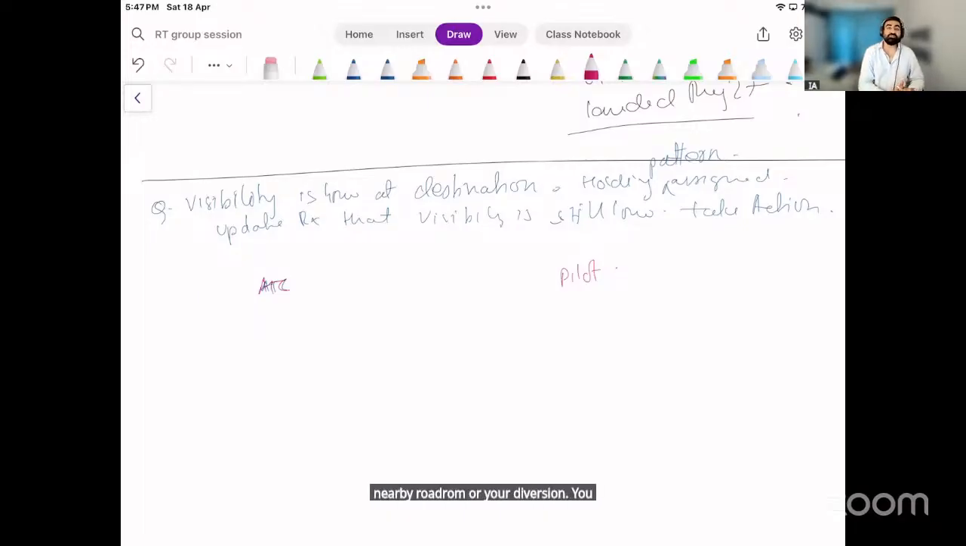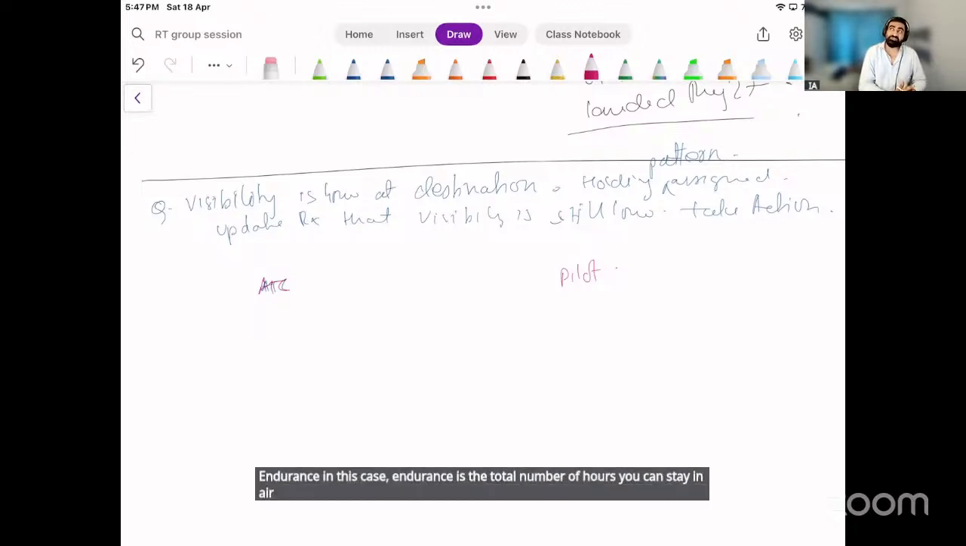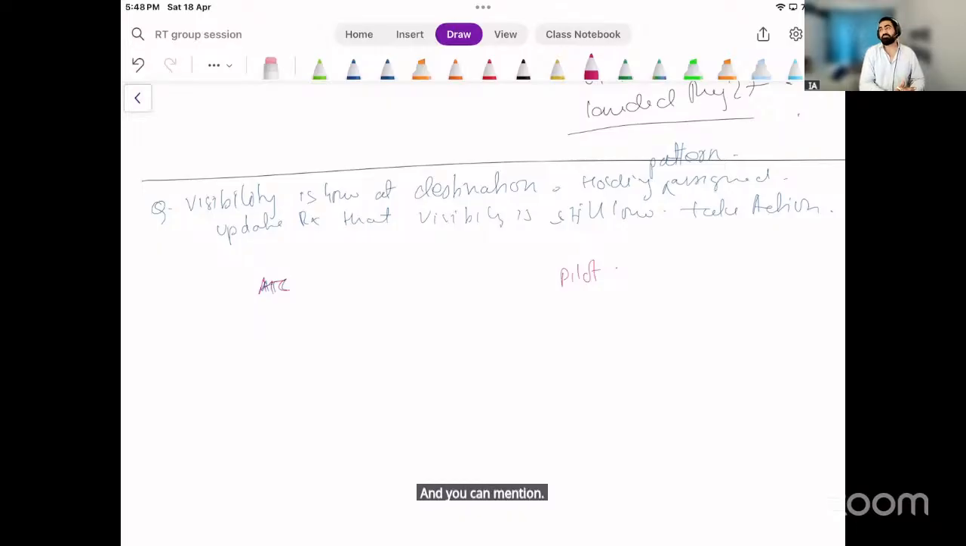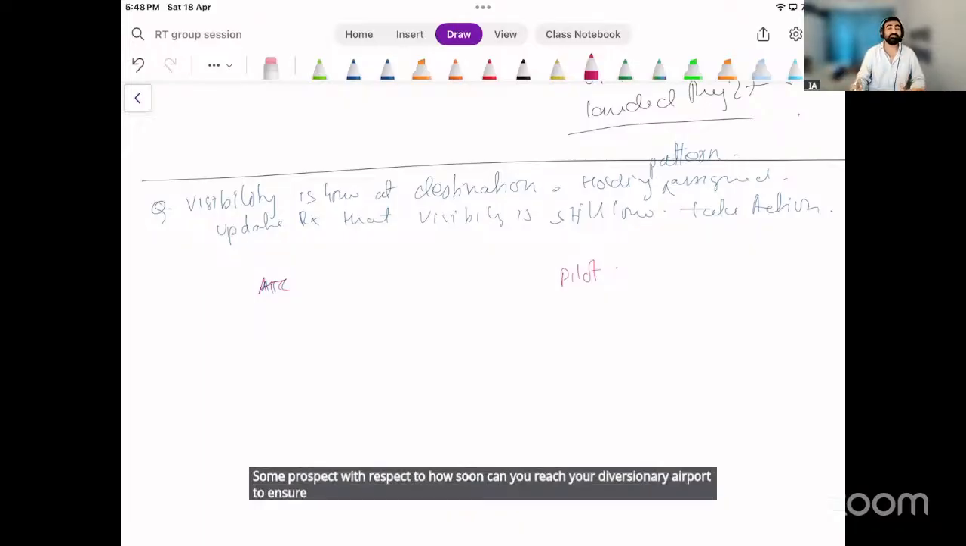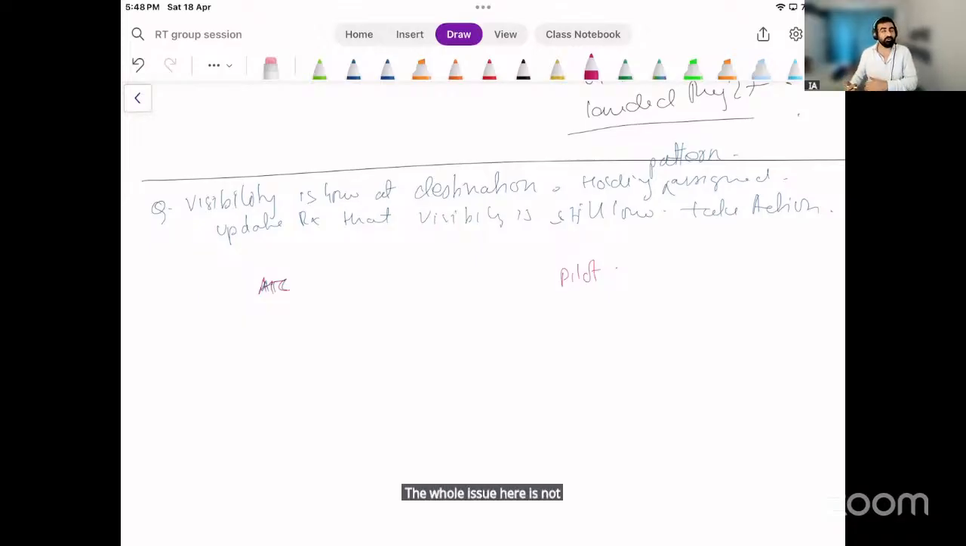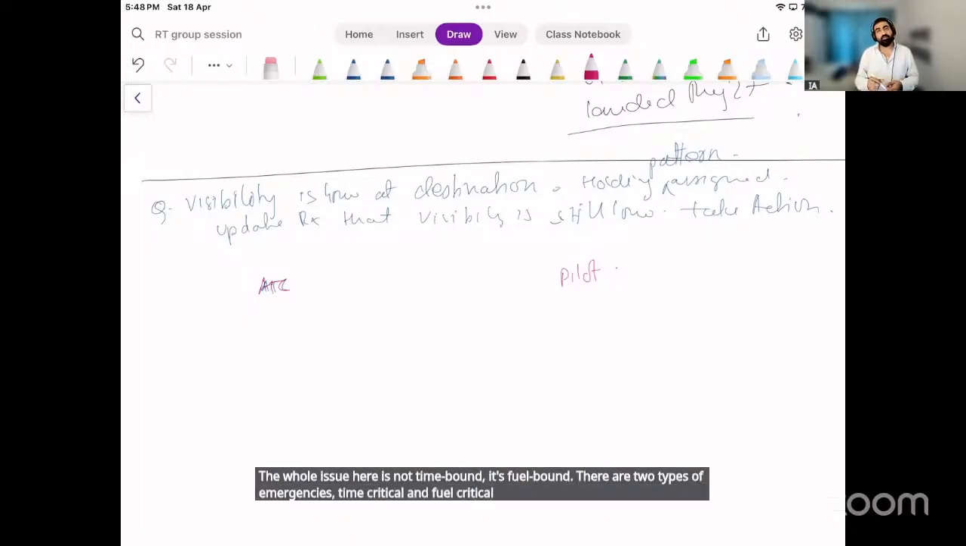You can always mention endurance in this case. Endurance is the total number of hours you can stay in air, and you can mention some prospect with respect to how soon you can reach your diversionary airport to ensure that your aircraft doesn't run out of fuel. The whole issue here is not time bound, it's fuel bound. There are two types of emergencies, time critical and fuel critical. You holding here is not time critical, it is fuel critical. And the fuel critical actually makes it time critical.